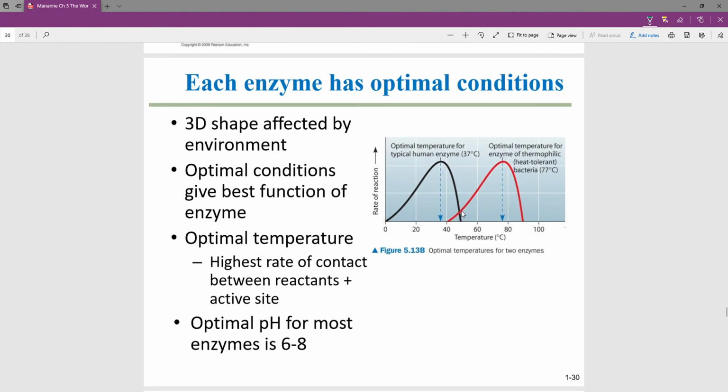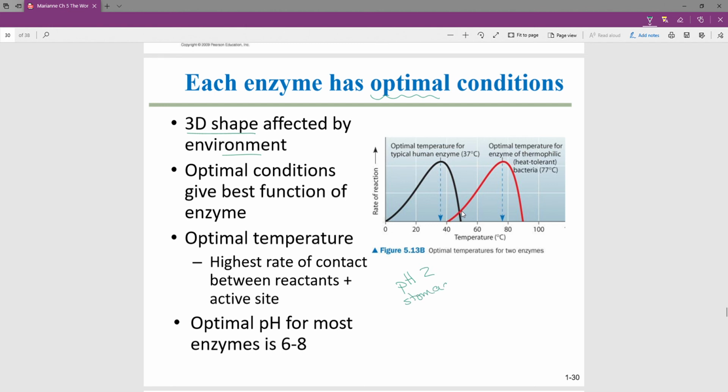Each enzyme has optimal conditions. So we talked about how extreme conditions can denature it. The 3D shape of an enzyme is affected by its environment. So optimal conditions give the best function of the enzymes. We have different optimal conditions. So you can think about enzymes that might work in your stomach are going to be very good at working at a pH of about 2, right, in your stomach.